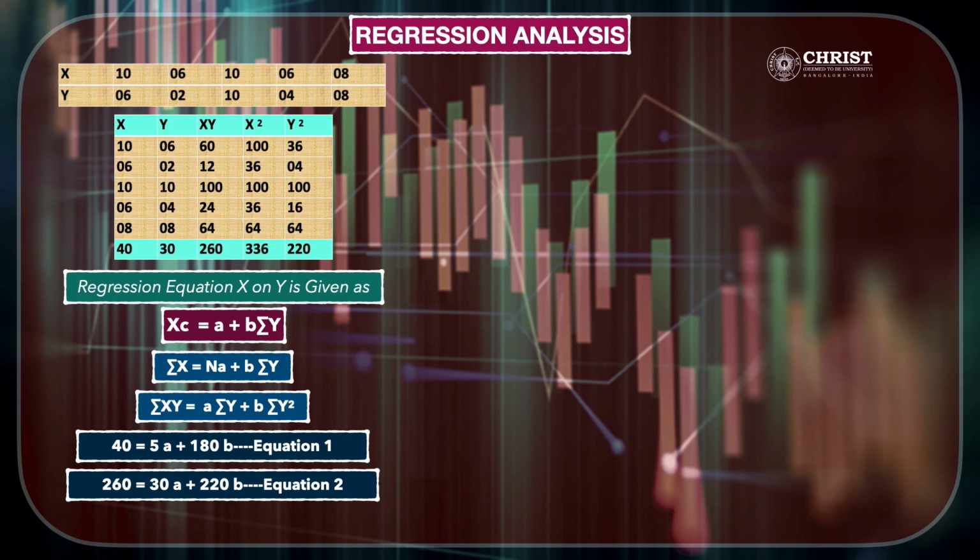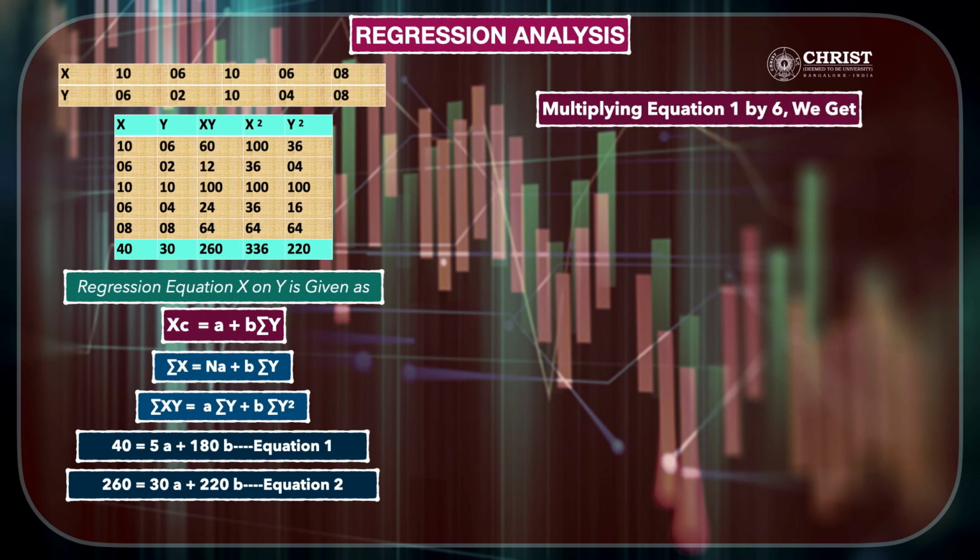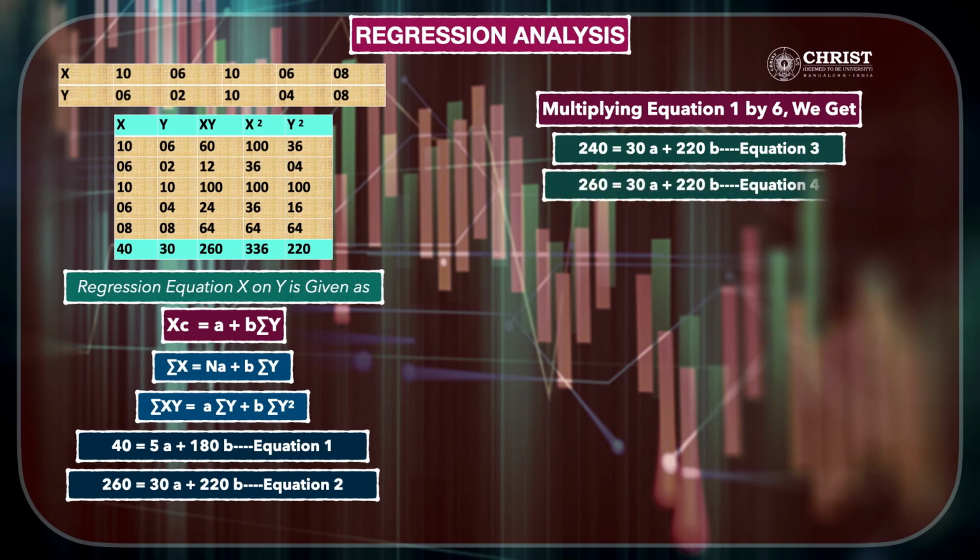Now, we have to solve these simultaneous equations, so one pair of values must be made equal. How will we do that? Multiplying equation 1 with 6, we will get 240 is equal to 30a plus 180b. We are calling it equation 3. The next equation, we are not making any change: 260 is equal to 30a plus 220b. We are calling that equation 4.